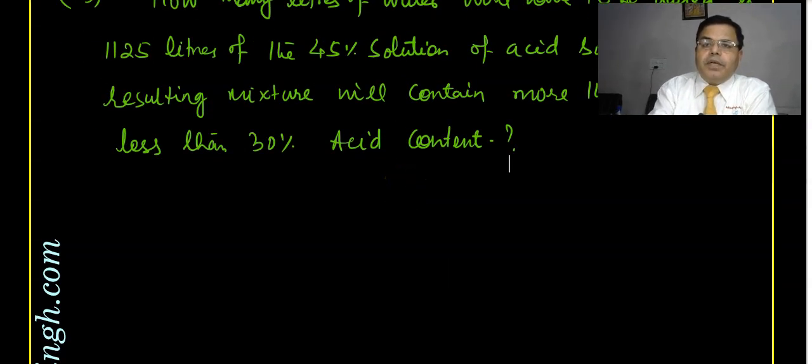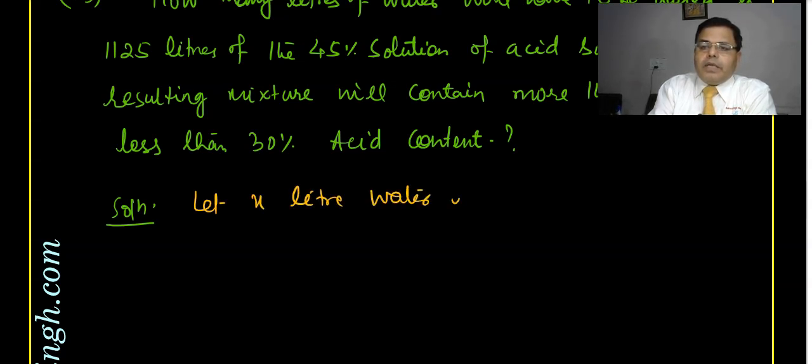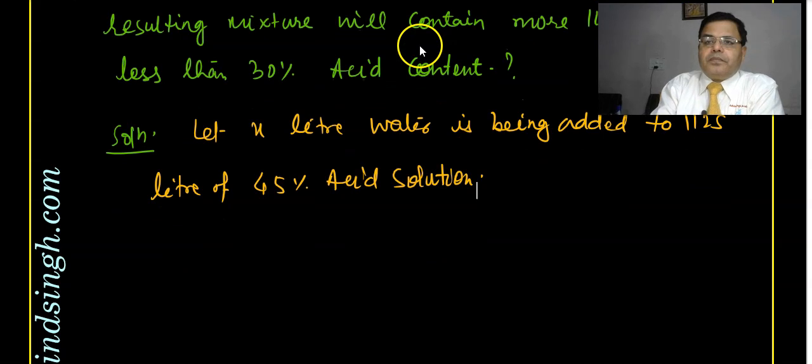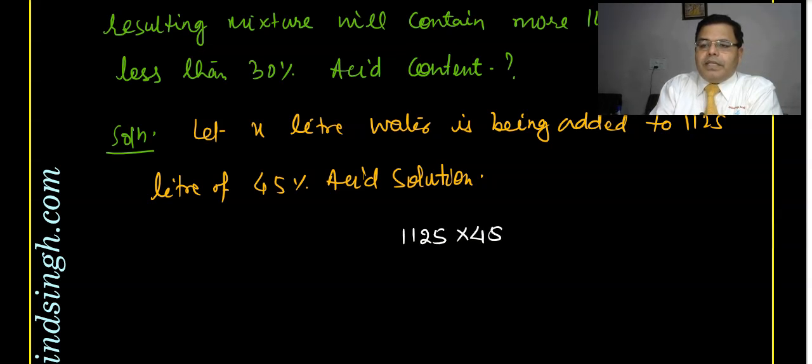We can write the solution in a similar way. Let x liters of water be added to 1125 liters of 45% acid solution. So according to the question, what will happen? If I write here, it will be 1125, and 45% in that is acid content, plus 0% in x liters, and that is more than 25 but less than 30.